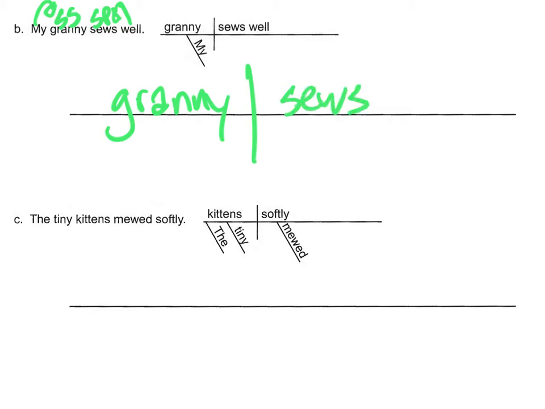1B, my granny sews well. Who or what is this about? It's about granny. What does she do? She sews. What does she sew? We don't know. We don't know if it's socks. We don't know if it's sweaters. We don't know if it's patches on the old man's jeans. We don't know. So it's just granny sews. How does she sew? Well. Whose granny? My granny. Okay, so we need to diagram this properly on the line. Granny sews, capitalizing my, and then modifying again with well.